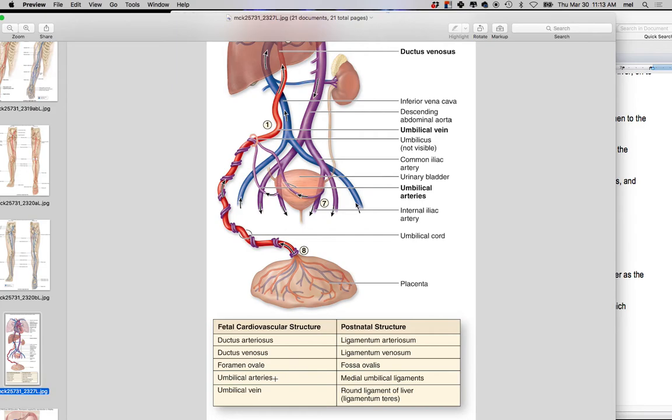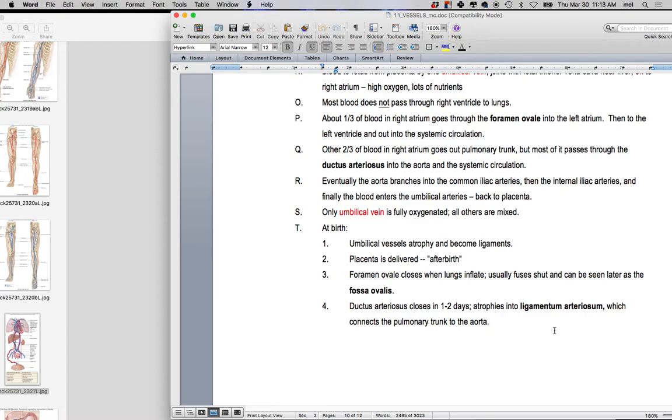So when the placenta is delivered, the mom's uterus will start to contract and reduce blood flow, and there's a bunch of hormones involved in that. And the ductus arteriosus closes in 1 to 2 days.